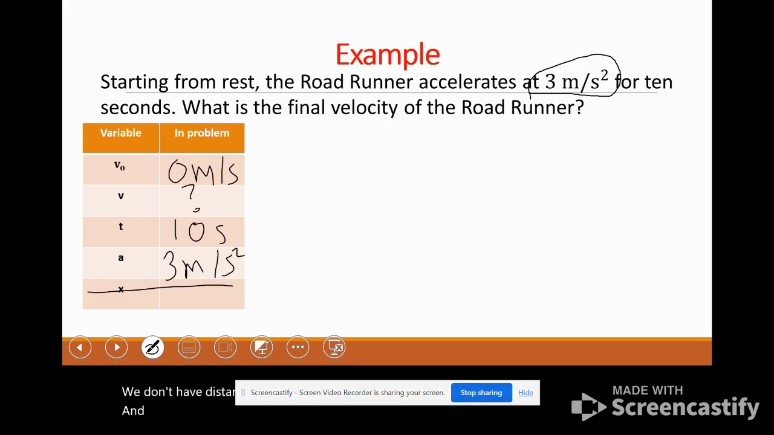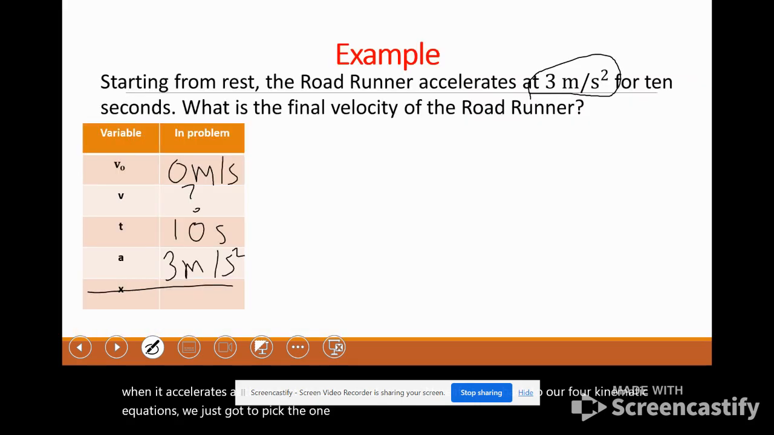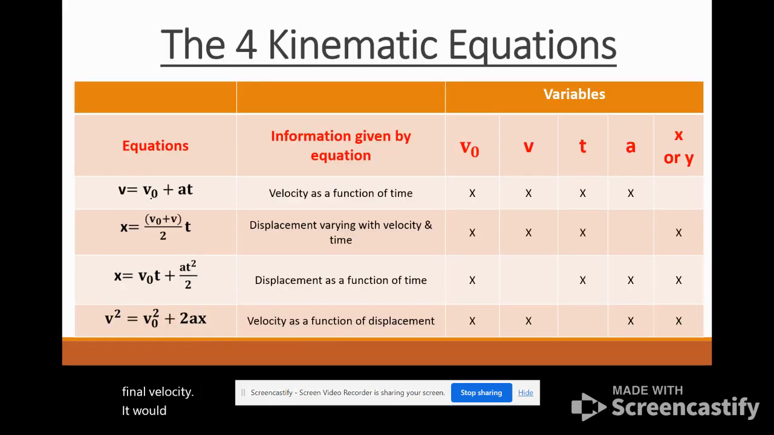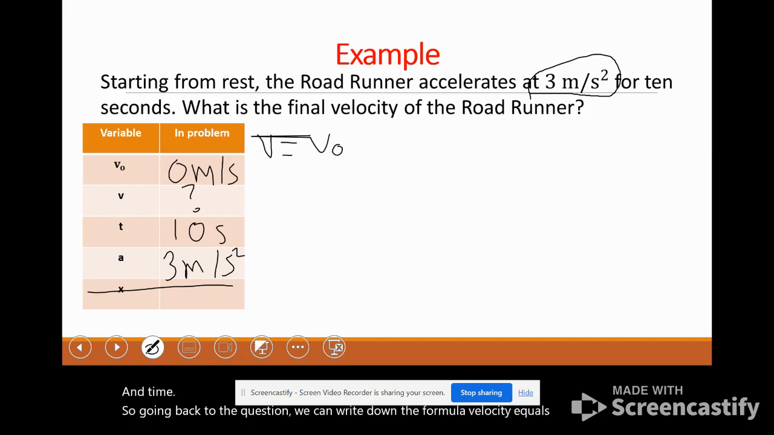They're asking us to find the final velocity, with which velocity the runner will end up when it accelerates at 3 meters per second square. Now, if we go back to our four kinematic equations, we just got to pick the one that has initial velocity, time, acceleration, and also final velocity. If we look at number 1, we have exactly what we need: initial velocity, acceleration, and time. So going back to the question, we can write down the formula: velocity equals initial velocity plus acceleration times time.